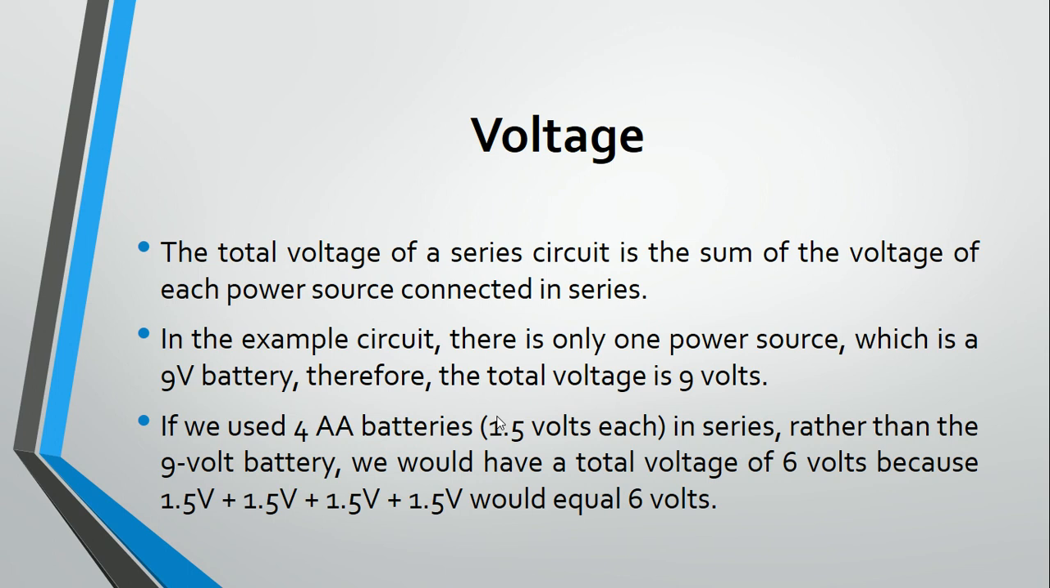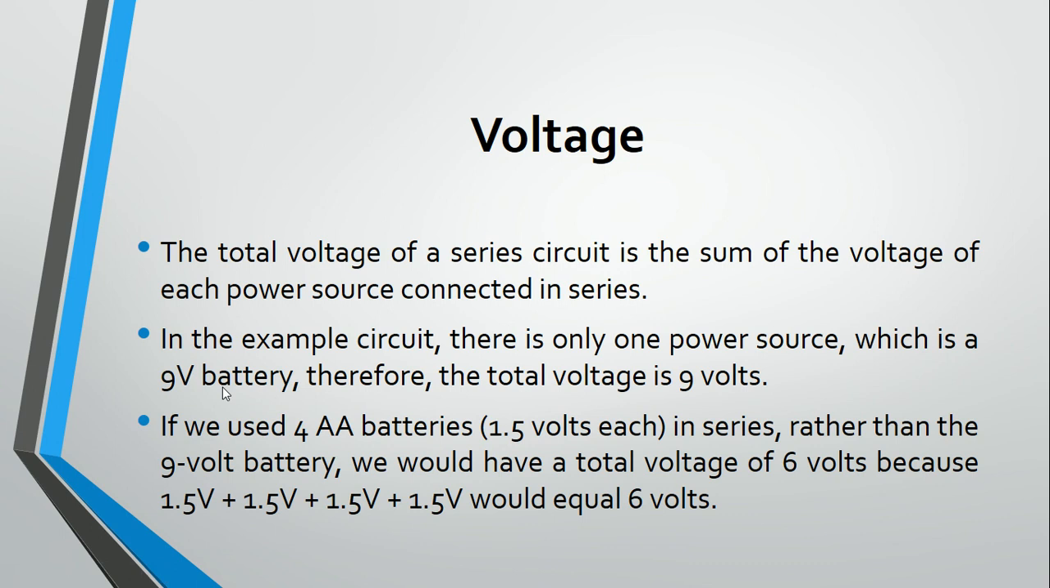Next we have the voltage. How are we going to get the total voltage of a series circuit? It is the sum of the voltage of each power source connected in series. Let's go back to the example. In the example circuit, there is only one power source, which is the 9-volt battery. Therefore, the total voltage is 9 volts.